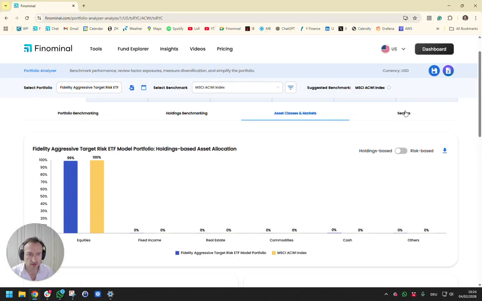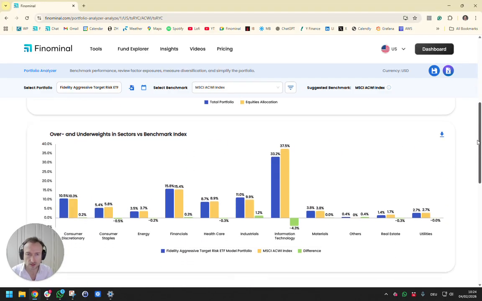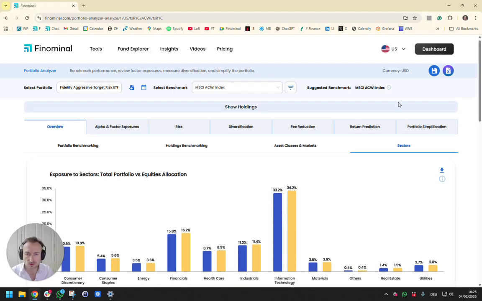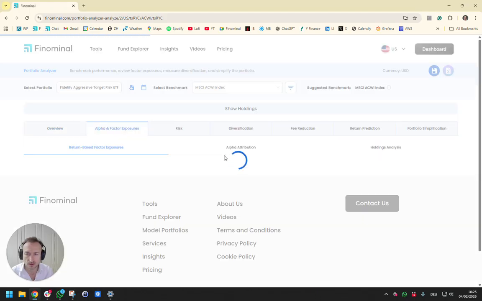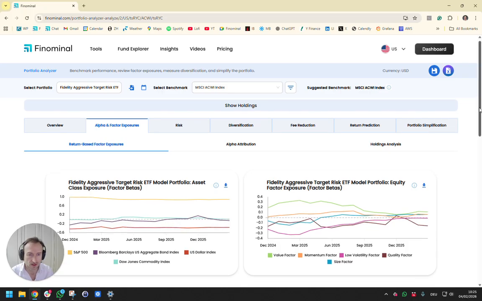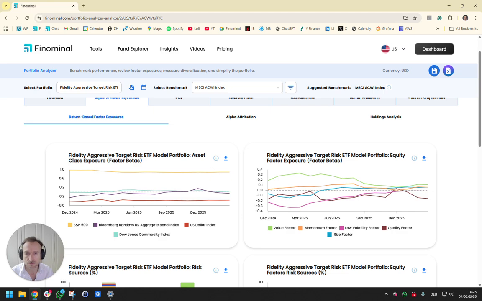If we change the perspective to a sectoral one, we do see that the Fidelity portfolio has an underweight in tech stocks and a slight overweight in industrials. Now, changing the perspective from sectors to factors, we can see if this portfolio had significant factor exposures over time. And here we can see, of course, the beta to the S&P 500 has been close to 1. It's an all equities portfolio, not surprising.